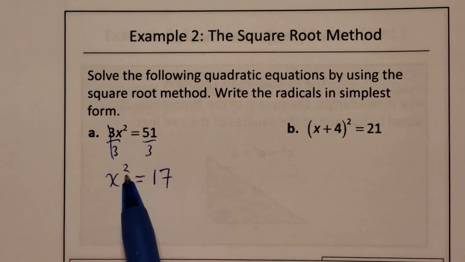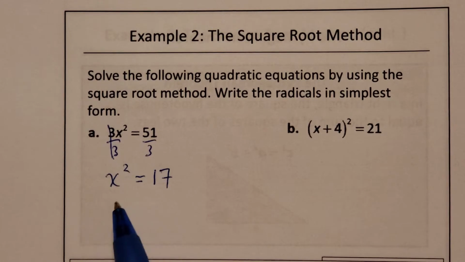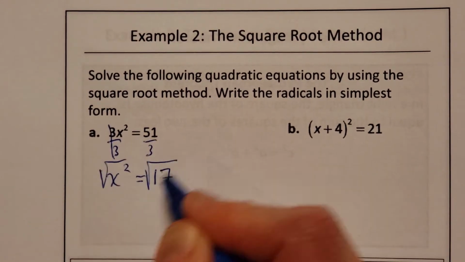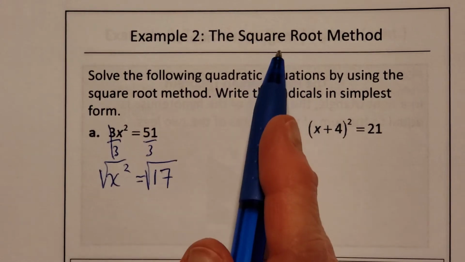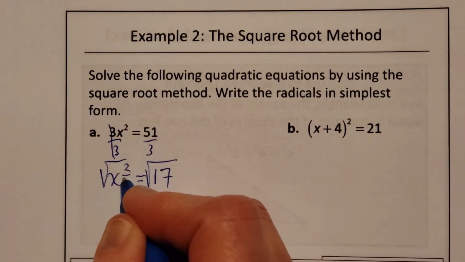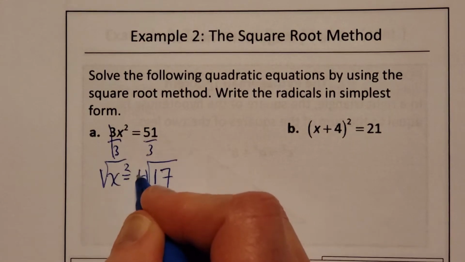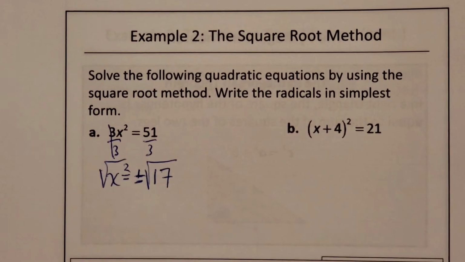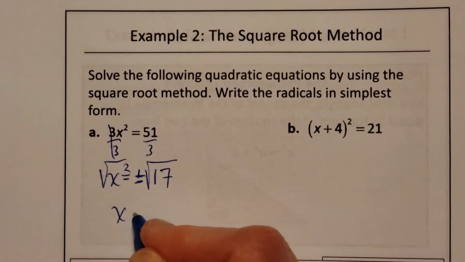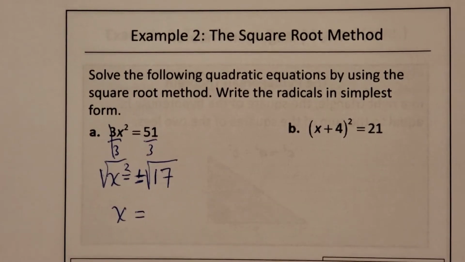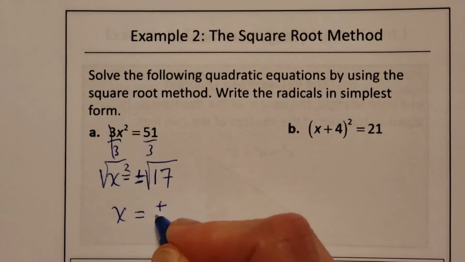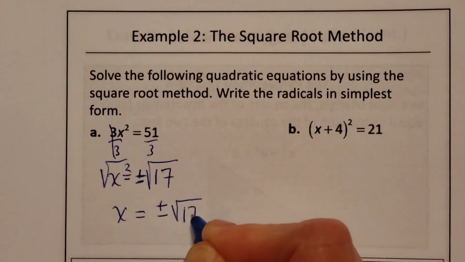All right, so now we want to find out, that's what x squared equals. So to find out what x equals, we find the square root of both sides. When we're using the square root method, what I really want to know is the positive and the negative square root of 17. Well, the square root of x squared is x. 17 has no factors that are perfect squares, so the answer is simply positive and negative square root 17.